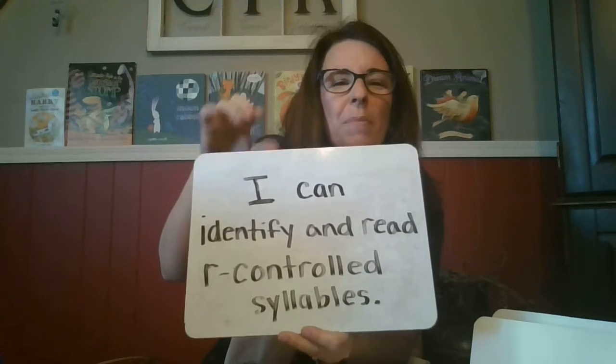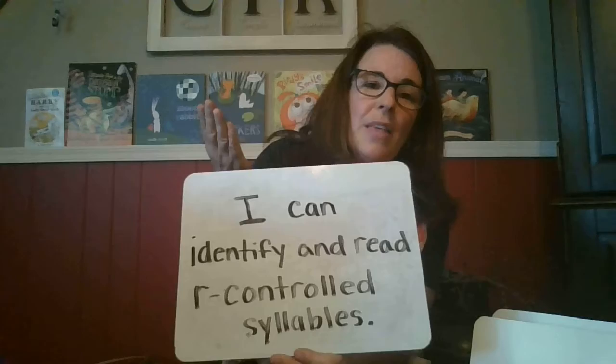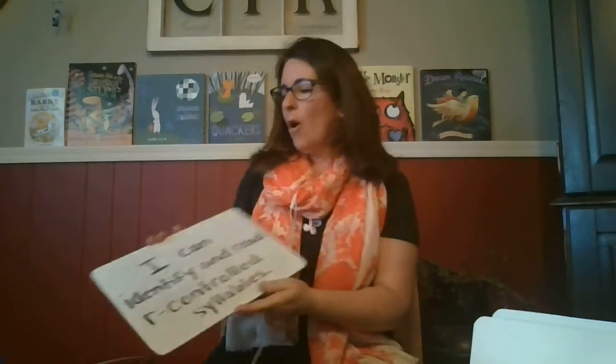Okay, identify means that you can see and know that they're there. Obviously, read means that you know how to say them, right? So today we're going to learn about R-controlled syllables. Now we know there's different syllable types. We've learned about open and closed. We've learned about silent E syllables, and we've learned a lot about R-controlled also. Today we're going to be practicing those ones.